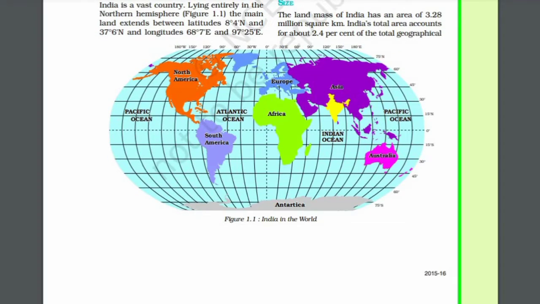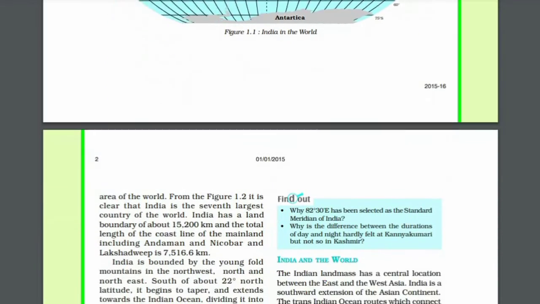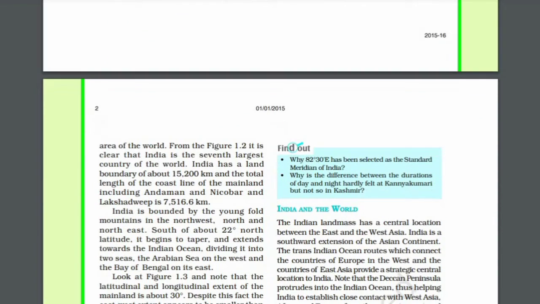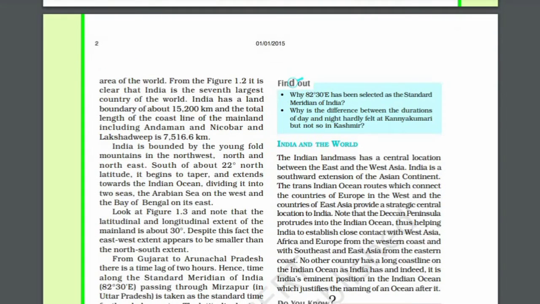Size. The landmass of India has an area of 3.28 million square kilometers. India's total area accounts for about 2.4% of the total geographical area of the world. From figure 1.2, it is clear that India is the 7th largest country of the world.